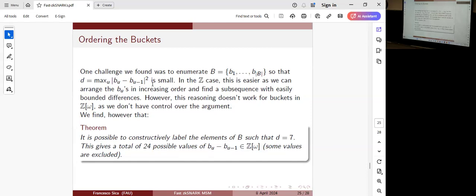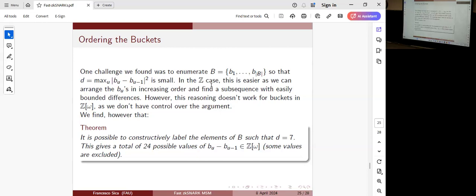And that's easy to do if you know that all the bucket values are positive and you order them in increasing order. One way you can do it is that you find a subsequence of these B's used, which are spaced by a small value, and then if you add more values in there, the distance between consecutive values is going to be even smaller, right?